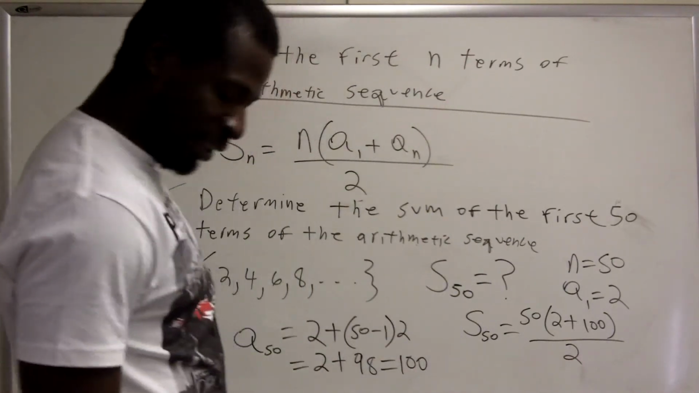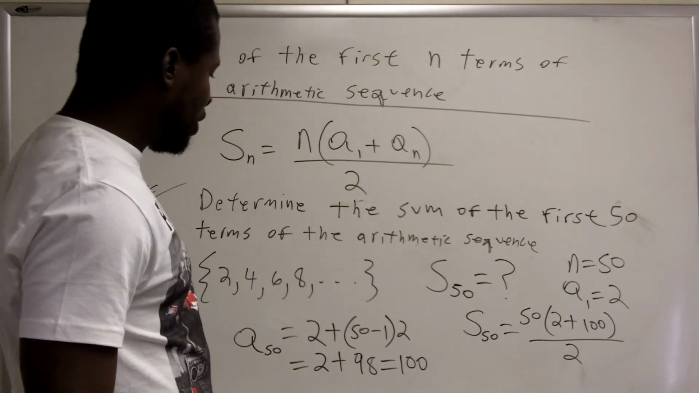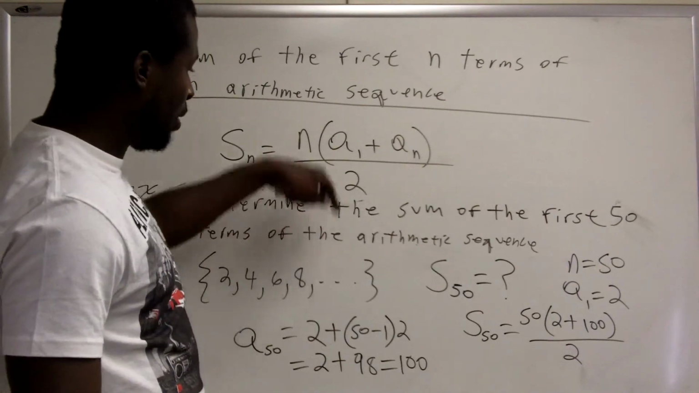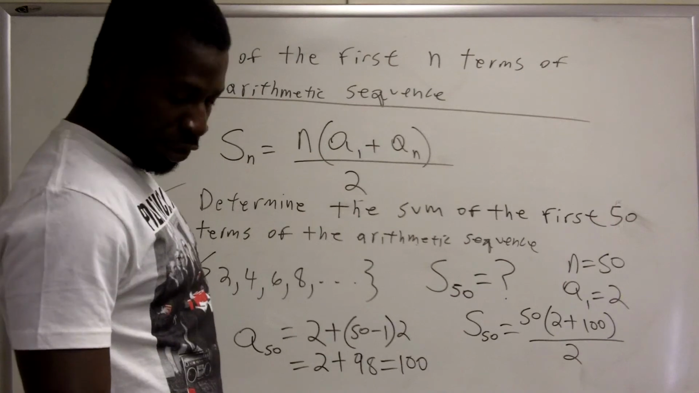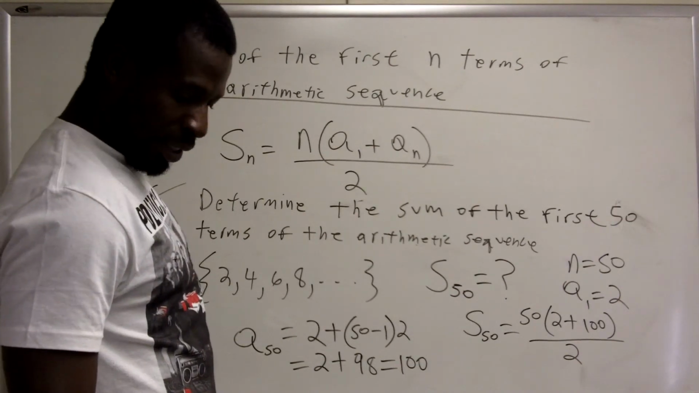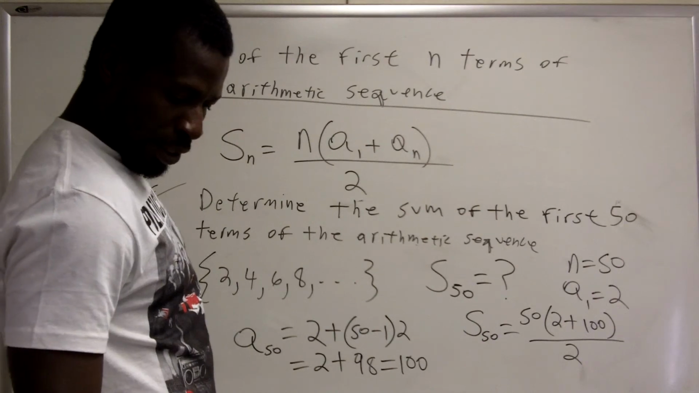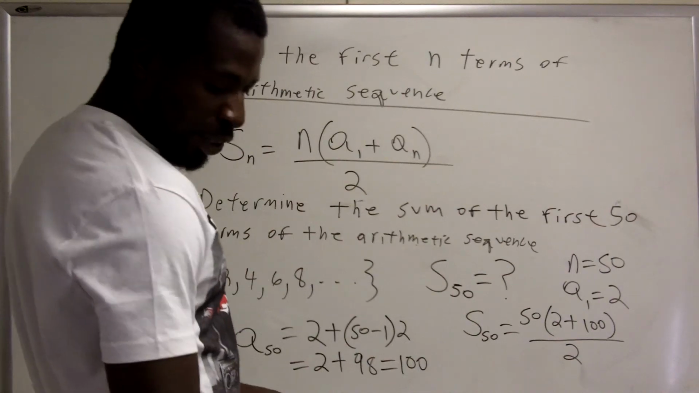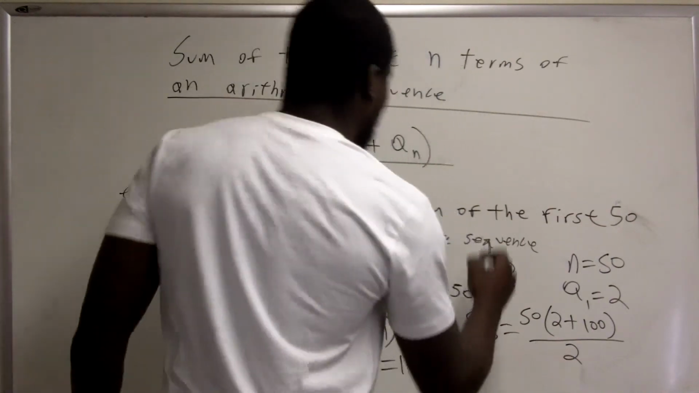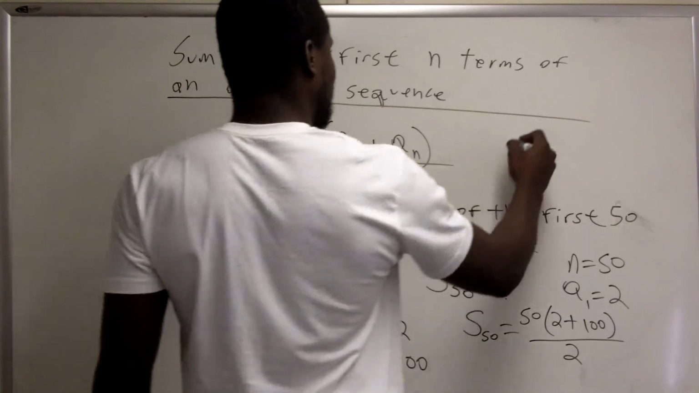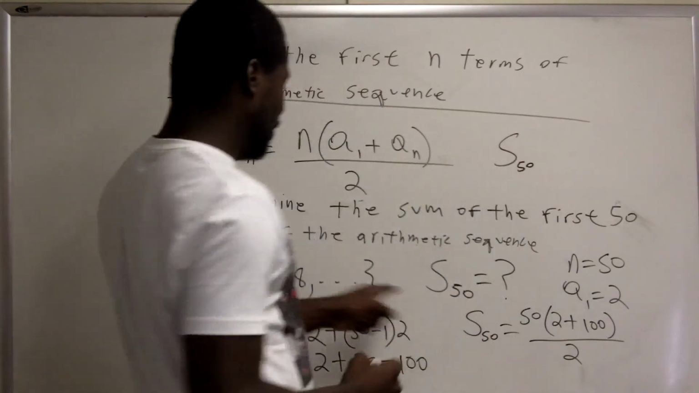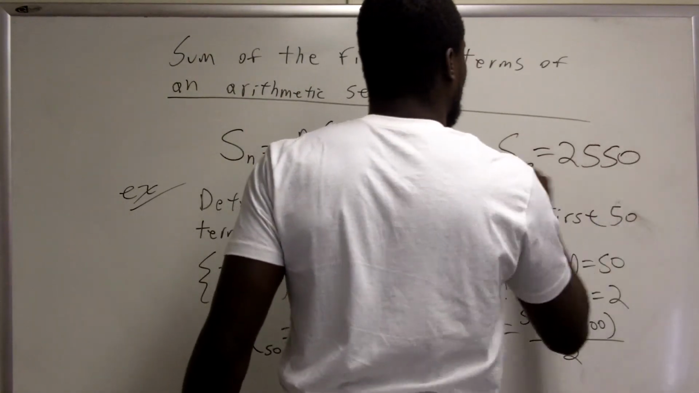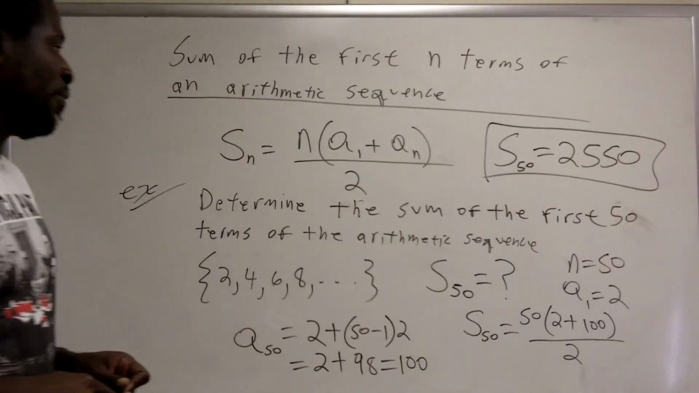So let's calculate that. That means that the sum of the first 50 terms of this sequence, if I had 2 plus 4 plus 6 plus 8 plus 10, all the way up to 100, that's going to be 102 times 50 divided by 2. So I get 2,550. So in this case, the sum of the first 50 terms of this sequence is 2,550. So that would be the answer to the question, the 50th partial sum.